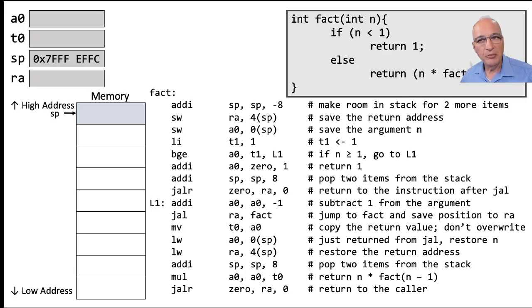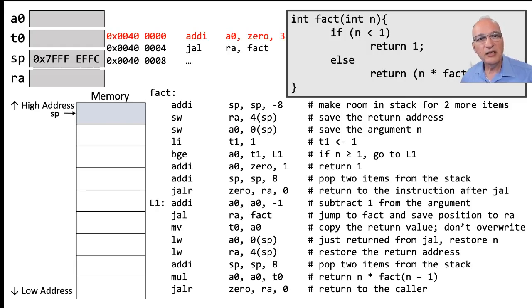We also need memory. So this is the memory where the stack will be stored. Remember, high address to the top, low address to the bottom. And let's assume that before I call the function factorial, I am at that address on the top. And let's say that the code that calls factorial is at this address that I have right here.